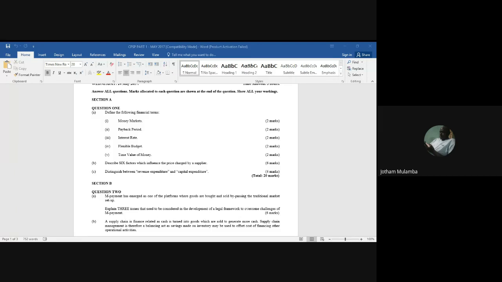Season will determine the price that a supplier will charge. For example, if you request items which are in season or which are being produced in bulk, then the price will be low. If you request items which are off season, that means which are being produced in low quantity, in that case, it will determine the price that will be charged. Thank you.